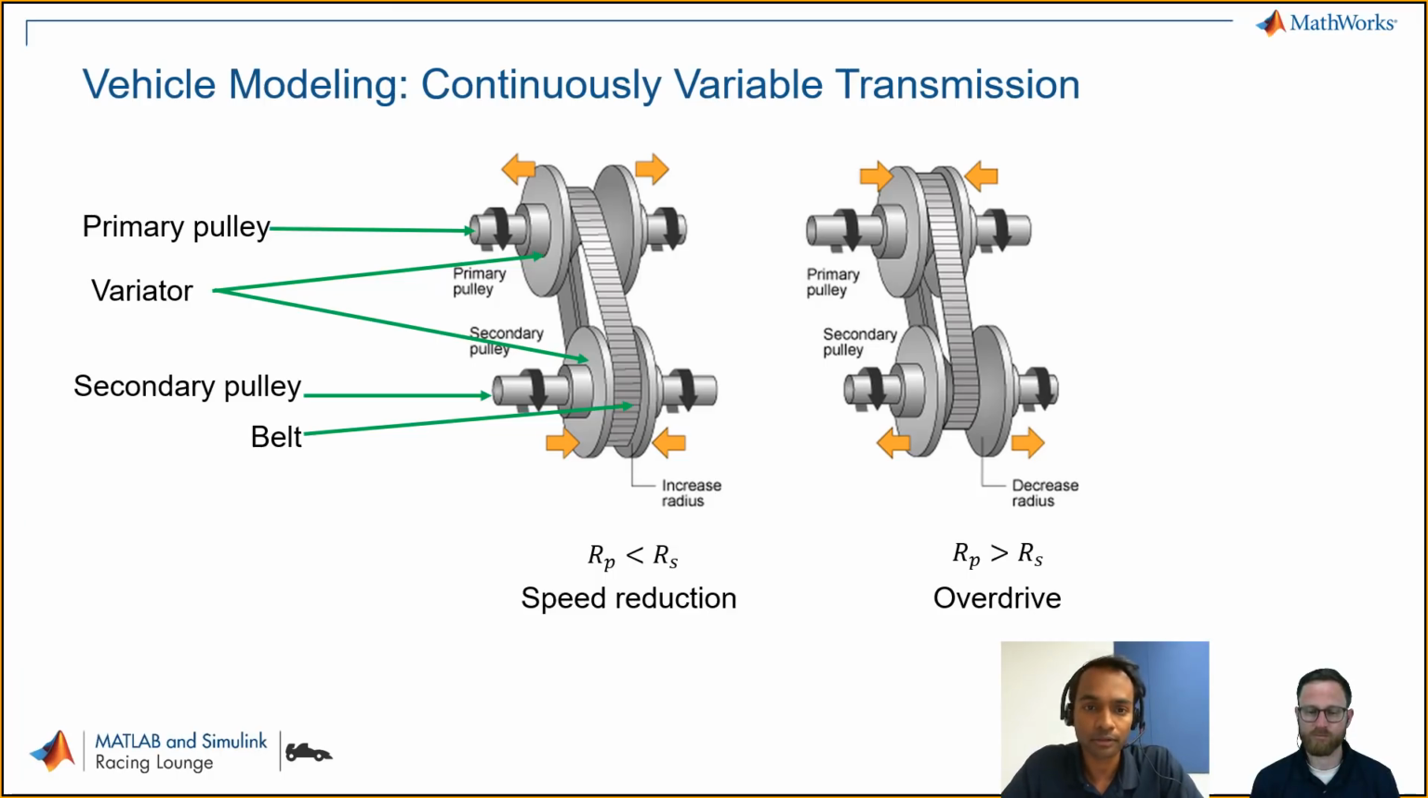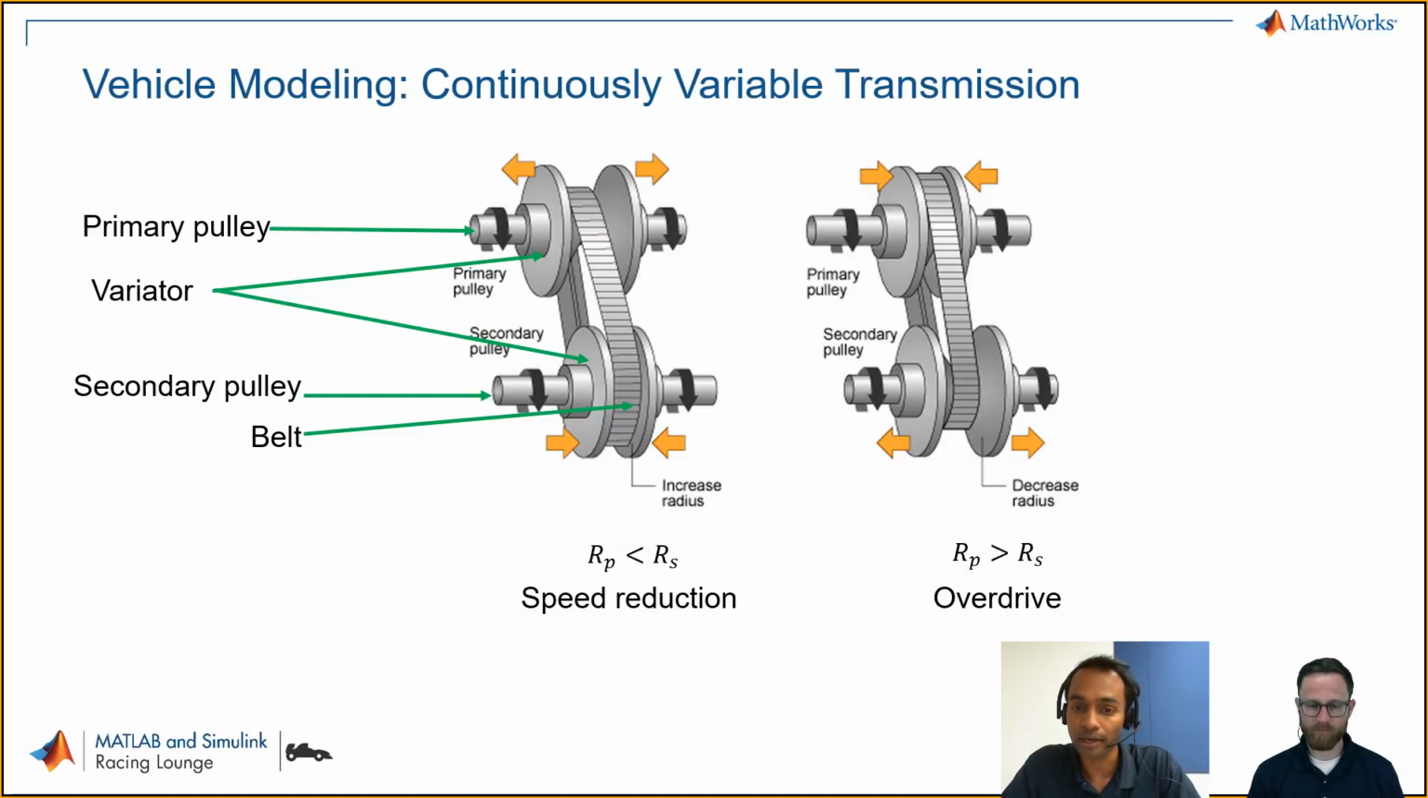Now the next component is the CVT, that is continuously variable transmission. Just to give you a brief overview, it consists of primary pulley, variator, secondary pulley and belt. When the variator connected to the primary pulley goes outward, the variator of the secondary pulley will move inward, such that the radius of the secondary pulley will be more than the radius of the primary pulley. So that will lead to speed reduction.